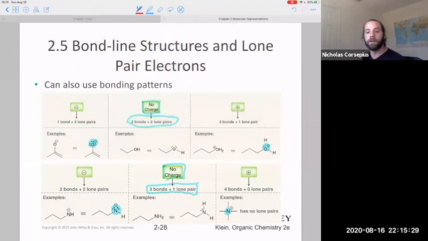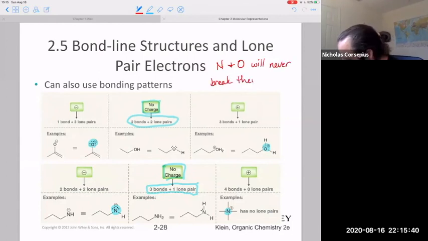One important thing that I want to state outright here, different from carbon. A carbocation is kind of weird in that carbon doesn't have a full octet. Nitrogen and oxygen will never break their octet. So you will only see situations where oxygen has a formal charge of +1 but still has its full octet, or has a formal charge of -1 and still has its full octet. Nitrogen and oxygen always will have their full octet, so just keep that in mind.